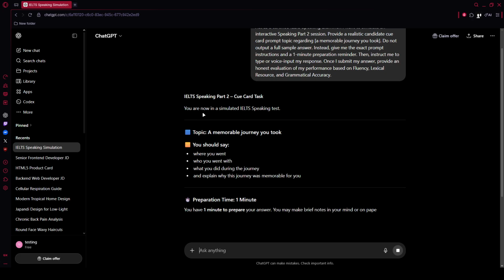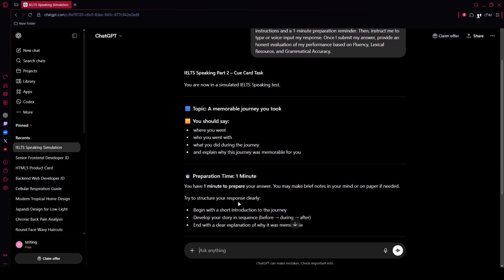Read the cue card, use the 1-minute prep reminder to outline key points, then deliver a 2-minute response. Ask for targeted follow-up tips to fix any weak areas you notice.